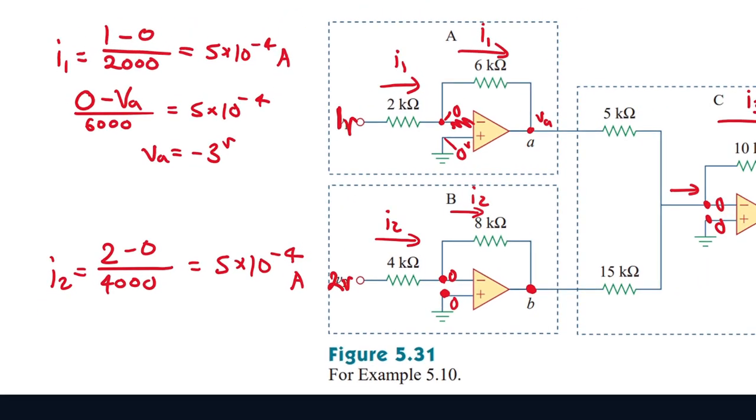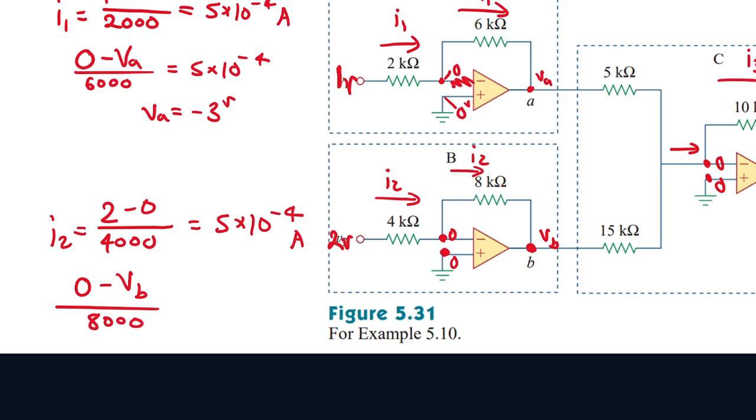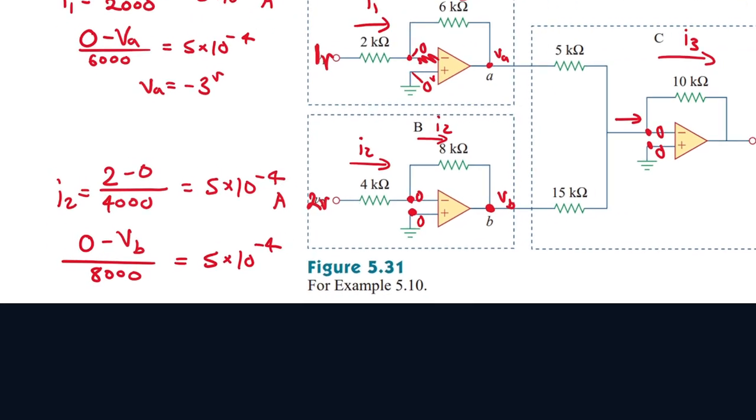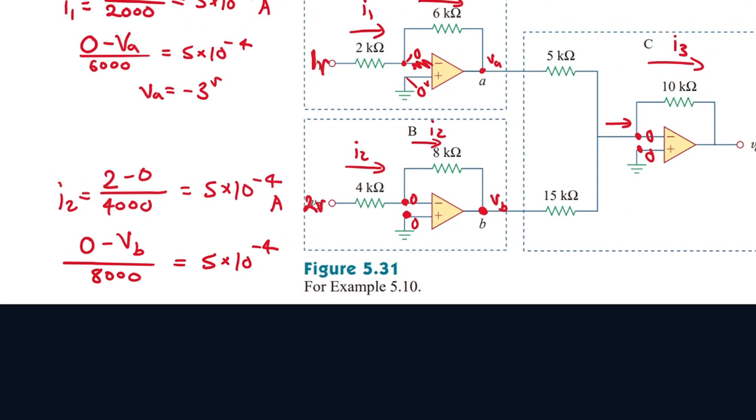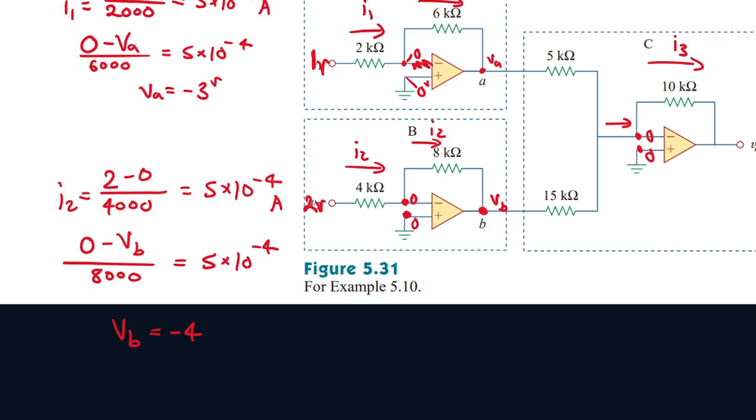And the same goes for this one. 0 minus VB, this one will be VB, all over 8000 will be equal to 5 times 10 to the minus 4. And that gives me VB equal to minus 4 volts. So this is equal to minus 3, sorry, and this is equal to minus 4.